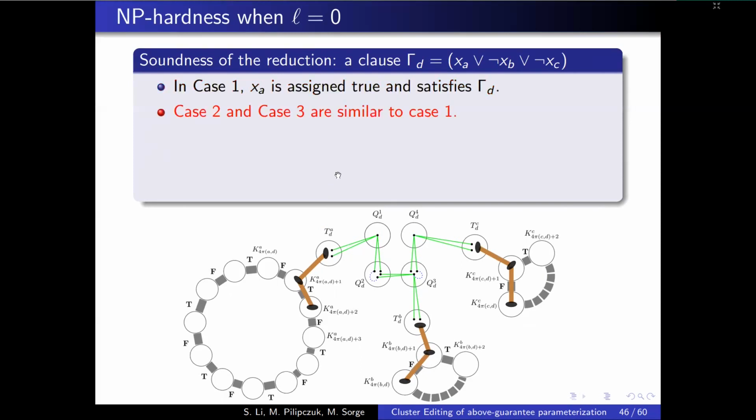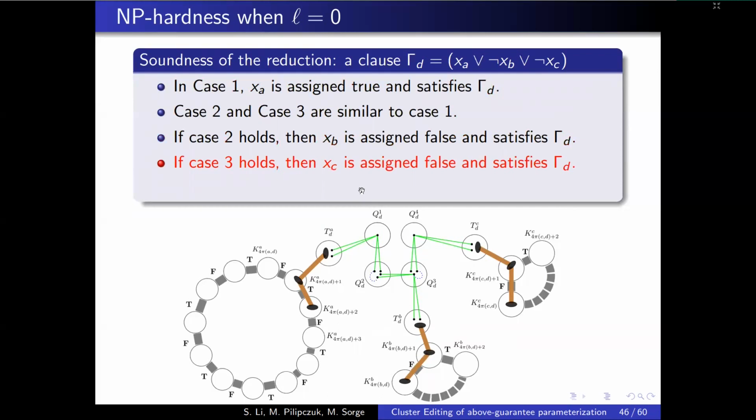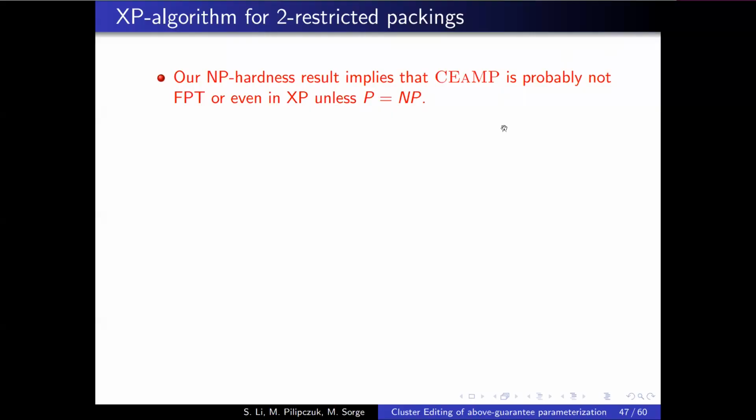Case 2 and case 3 are similar to case 1. If case 2 holds, then XB is assigned false and satisfies gamma D. If case 3 holds, then XC is assigned false and satisfies gamma D. This finishes the NP hardness proof. Our NP hardness result implies that CAMP is probably not FPT or even XP unless P equals NP.